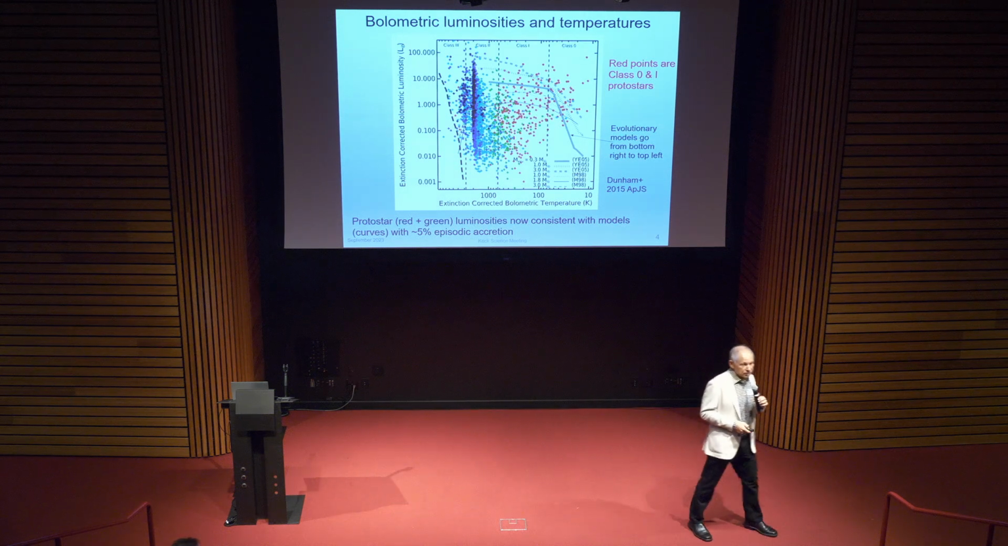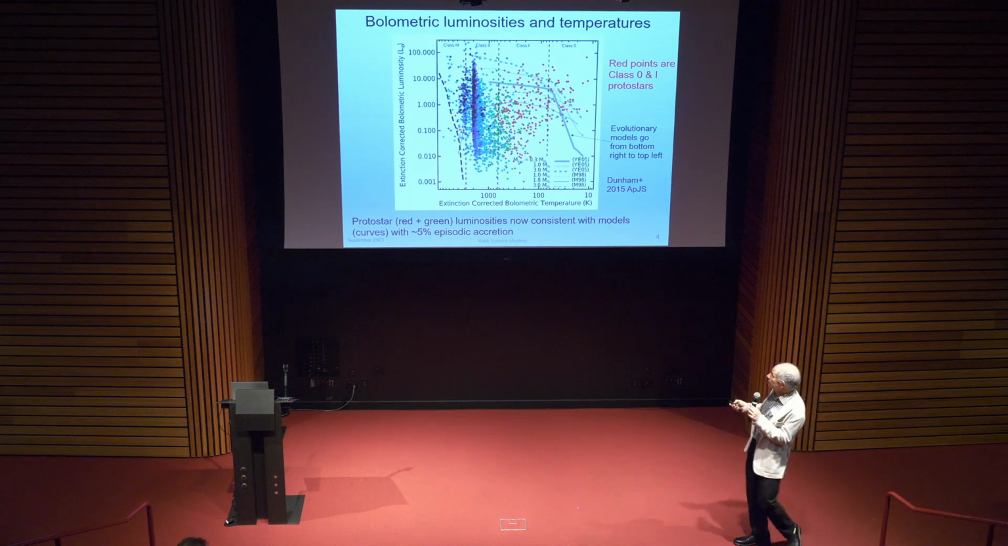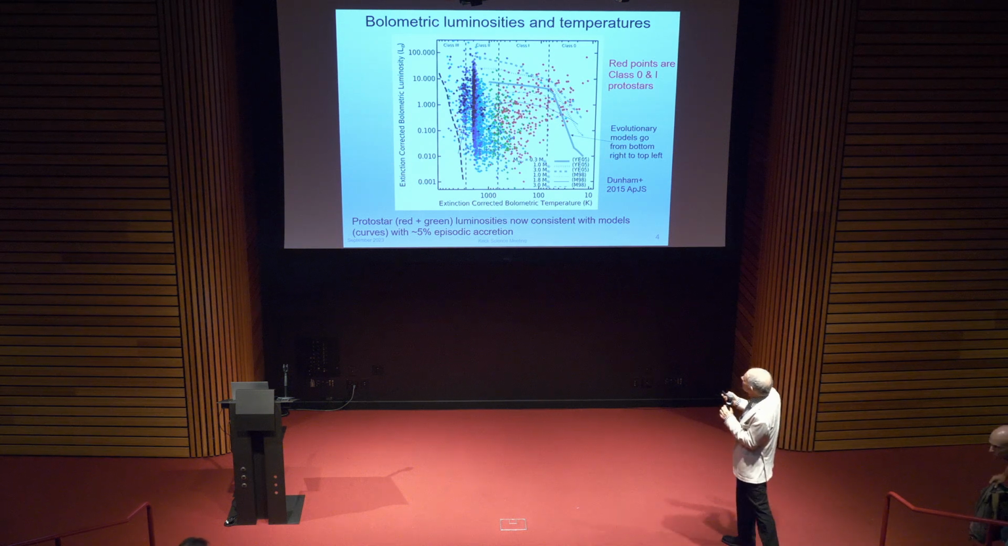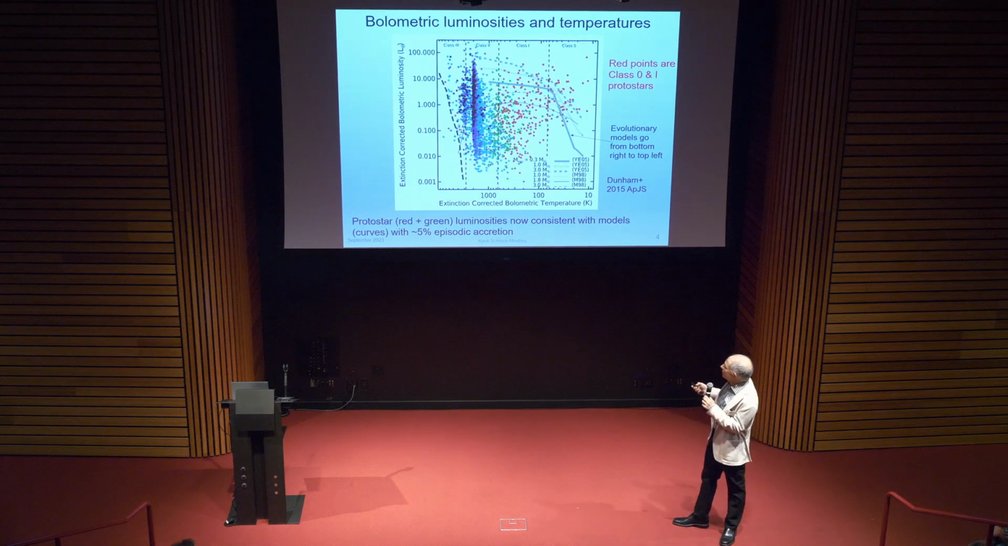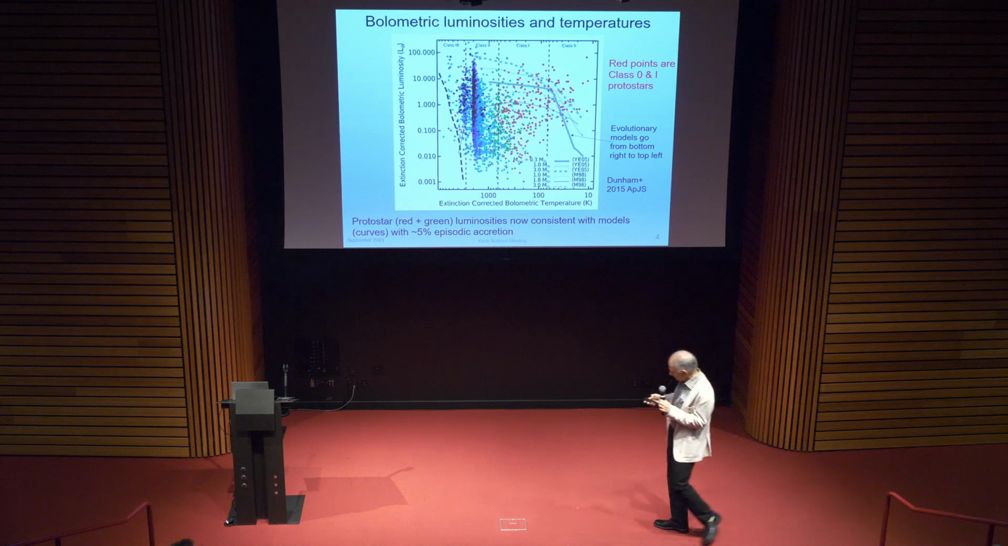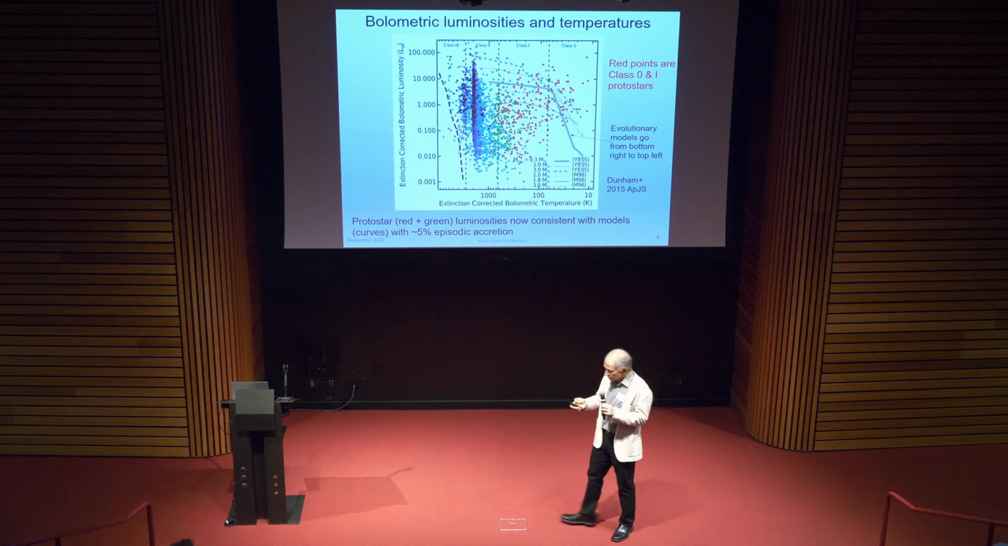But this can be solved by having short bursts of accretion, which have been observed in some of these objects. The jury's still a little bit out, but having like 5 or 10% of the time in these episodic accretion will be consistent with this. And then they evolve over here, and eventually hit the main sequence. They'll get less luminous as the pre-main sequence stars contract.